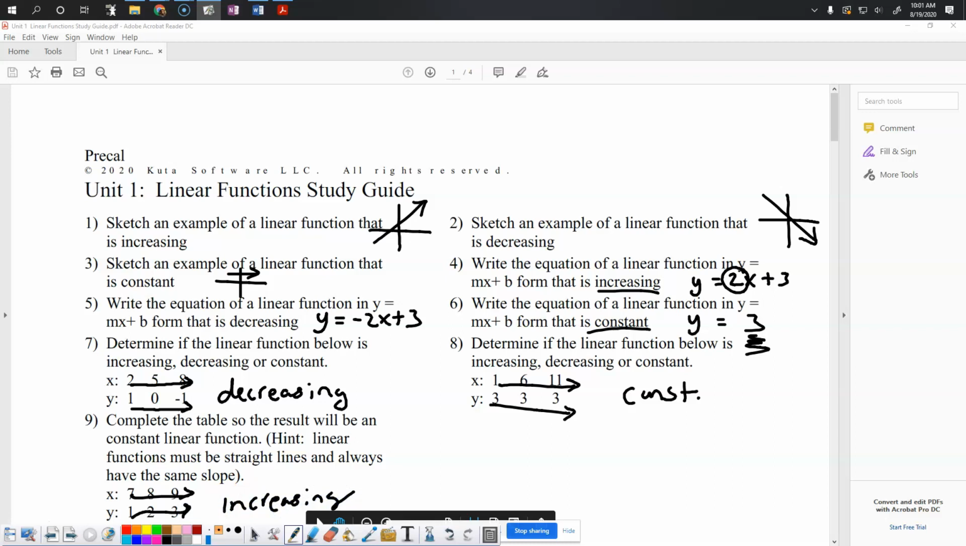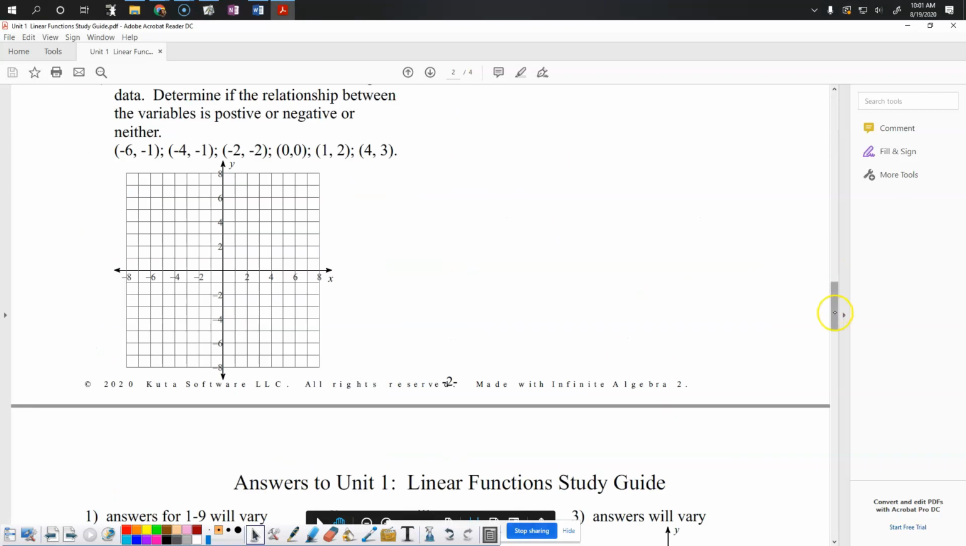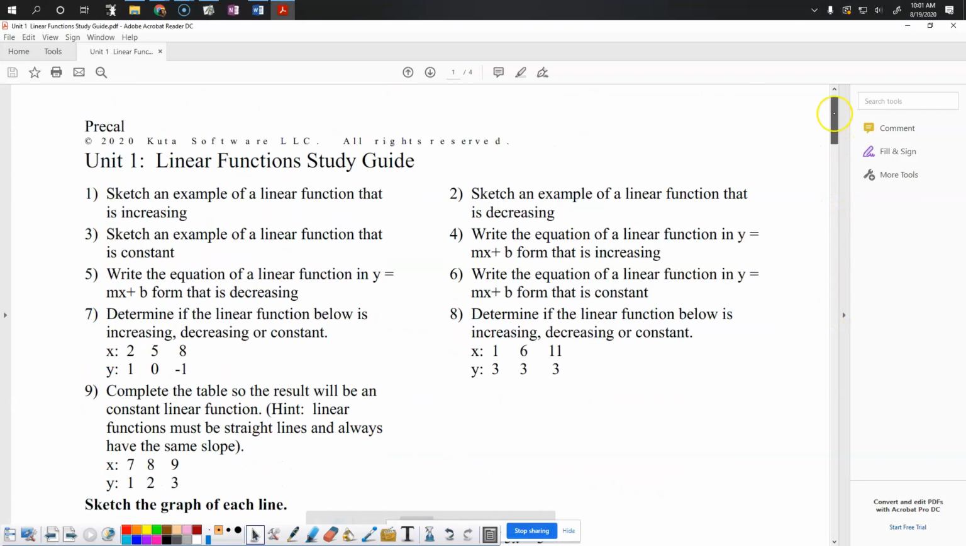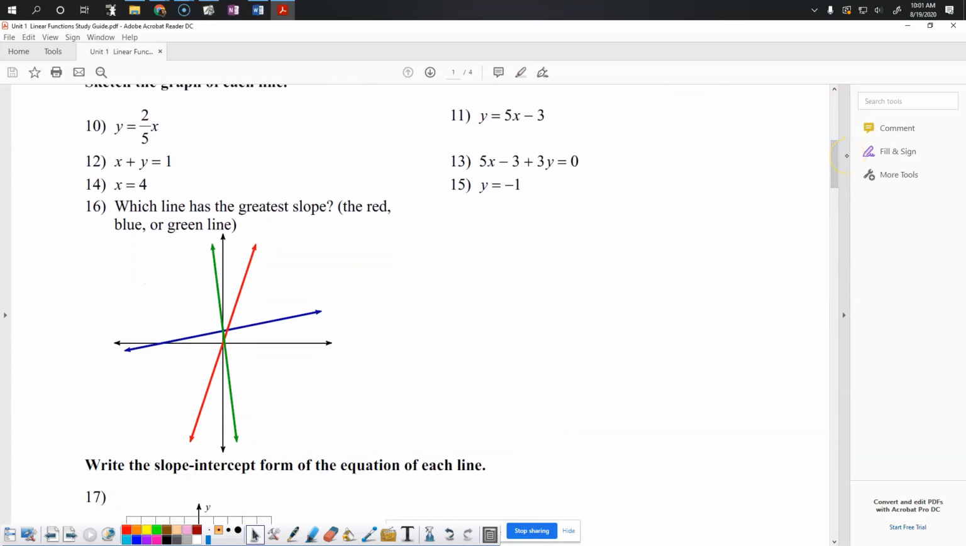Okay, so you should know whether a function is increasing, decreasing, or constant, whether you're looking at a graph, an equation, or a table. So that's some questions that you might want to be aware of. Let's go ahead and move on to the next ones. Where was I? I lost my place. There we go. Sketch a graph.